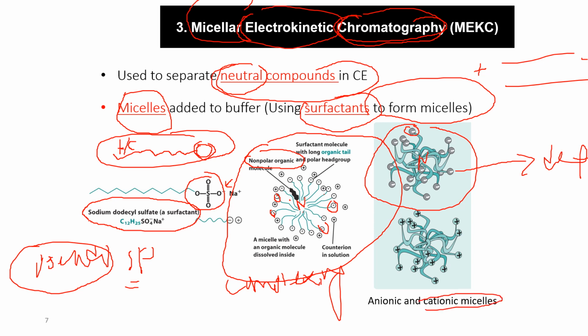So we also have a cationic micelle, what we call CTAB. CTAB is cetyl trimethylammonium bromide, I think. No. Okay, you have to find out what it is on Google, because this is not commonly used. I always use SDS in my application.